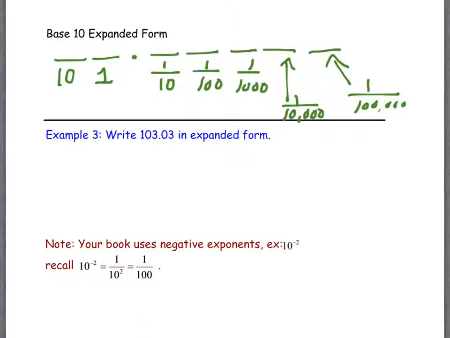This is the notation that we're going to use. So we're going to do this problem in example 3 in this notation, and then we'll talk about this note at the bottom of the page. So here is the number that I'm being given. It's 103, and then there's a decimal point, and then a 0 and a 3. Okay, so it's 103 and 3/100ths.